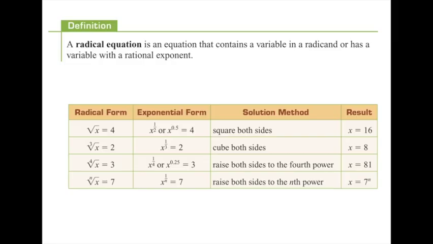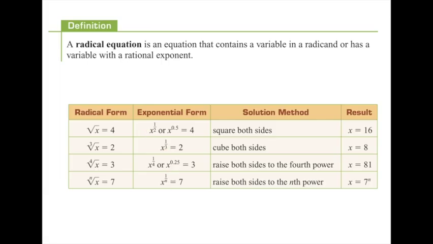A radical equation is an equation that contains a variable in a radicand or has a variable with a rational exponent. So if your variable is inside the radical, it is considered a radical equation. Or if your variable has a fractional or decimal exponent, it is a radical equation.